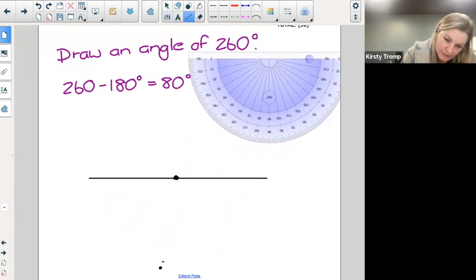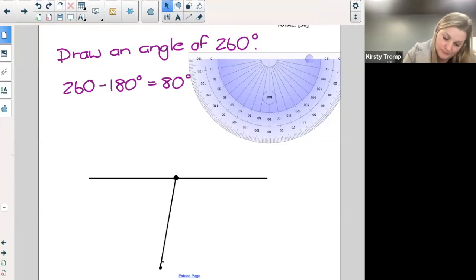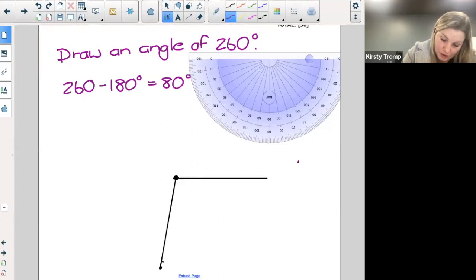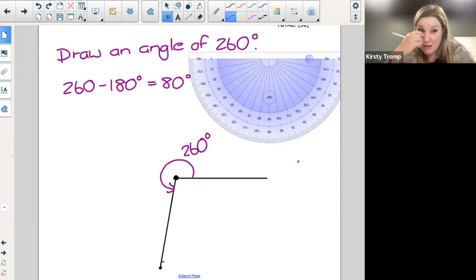Then you're going to take your ruler. You're going to join up these points. Then you're going to take your eraser and you're going to erase this little bit here. And then you're going to tell your marker that this angle here is 260 degrees. So that's one way to do it.